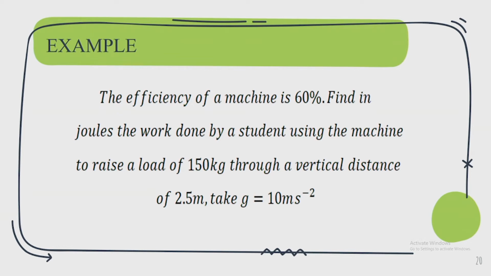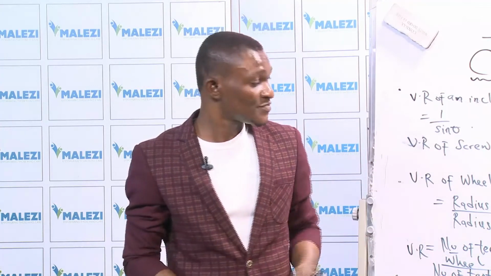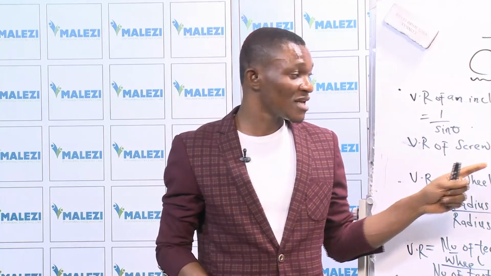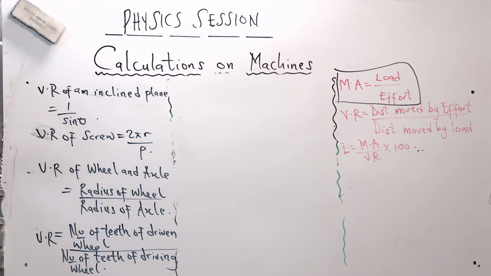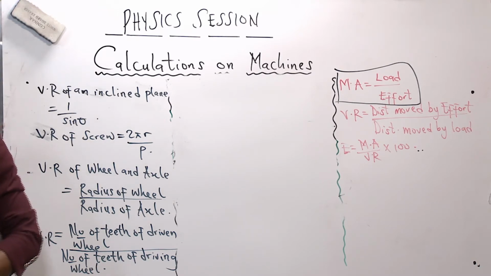Don't forget what we said, that the velocity ratio of the pulley is given by the number of pulleys in the system, and the velocity ratio of an inclined plane is given as 1 over sine theta. The velocity ratio of a screw is given as 2 pi r over p. We are going to try all these formulas in questions, so just stay tuned. The velocity ratio of wheel and axle is given as radius of the wheel over radius of the axle, and the velocity ratio for a gear is given as the number of teeth of driven wheel divided by the number of teeth of driving wheel.